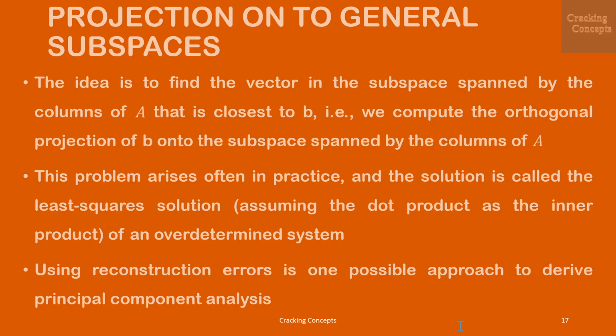This problem arises often in practice, and the solution is called the least squares solution, where we'll be assuming the dot product as the inner product of an overdetermined system. Overdetermined system refers to a system of equations where the number of equations is more than the number of unknowns. Using the reconstruction errors we saw in one of the previous slides is one of the approaches to derive principal component analysis.